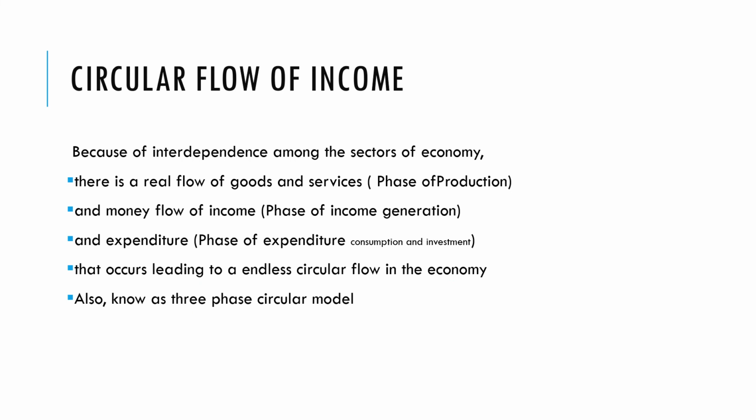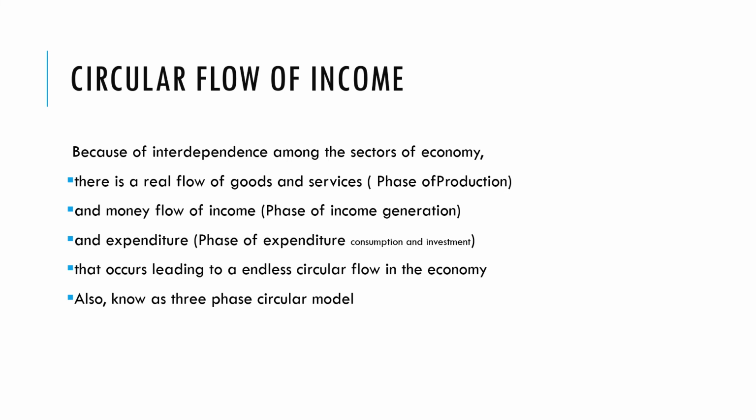Circular flow of income. Because of the interdependence among the sectors of economy, there happens a real flow of goods and services, which is also called as phase of production, and money flow as income, known as phase of income generation, and expenditure, known as phase of expenditure, happens. That leads to endless circular flow in the economy.